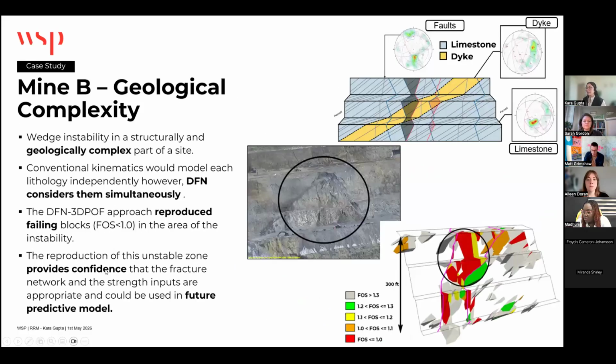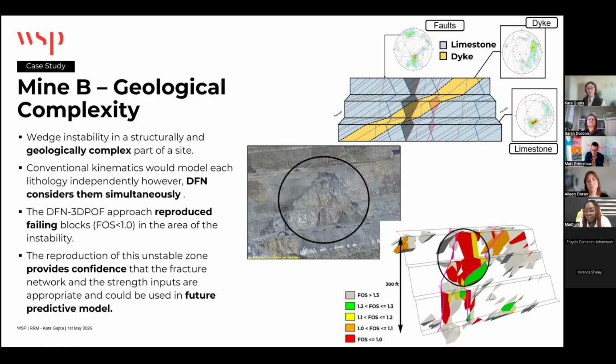The second example is in relation to geological complexity. So we have two lithologies here, limestone and a dike, and some faults running through them. As a result of the structurally and geologically complex part of the site, there was a wedge instability, which you can see in the photograph. Conventional kinematics would have to model these two lithologies separately, whereas a DFN can consider them simultaneously and evaluate how they interact with one another.